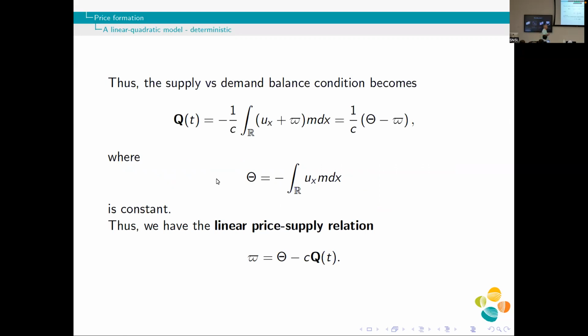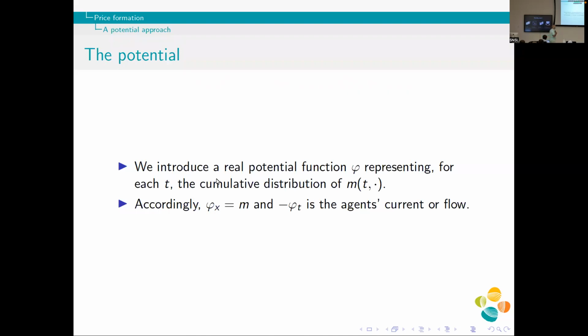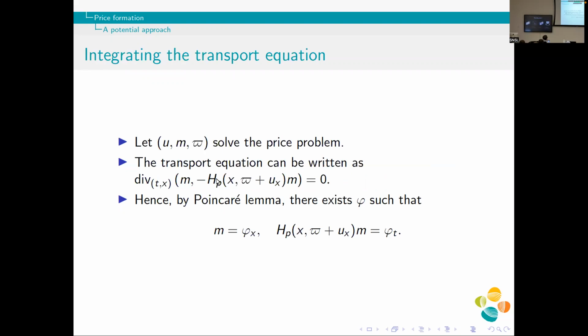Now about solving and trying a couple of tricks. There is one trick that I particularly like, which is this trick of potentials, and you'll see why this is important in the end. And the idea is this: we have a system of two equations, but now we can look at the cumulative distribution function of m, which we call the potential. And of course, the derivative of the cumulative distribution is m, and minus phi t is some kind of flow.